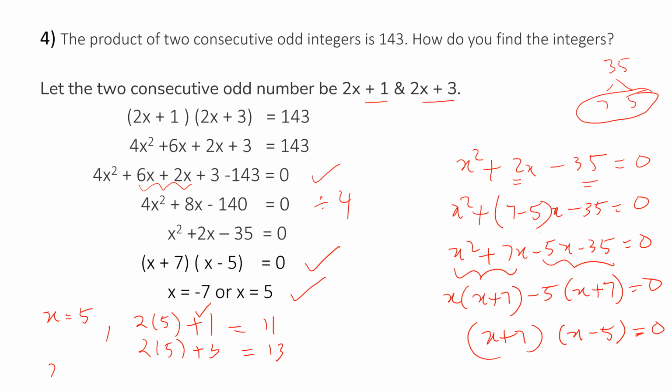When you take x equal to minus 7, what you are going to get is 2 into minus 7 plus 1. So minus 14 plus 1 is minus 13, and 2 into minus 7 plus 3. So minus 14 plus 3 we will get minus 11. So 11 and 13, or minus 13 and minus 11, are the two consecutive odd integers.